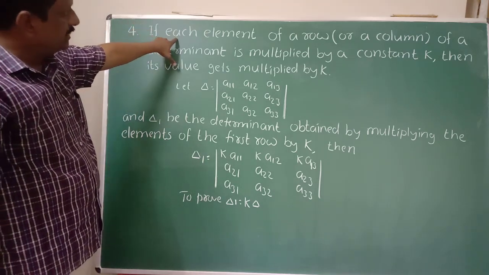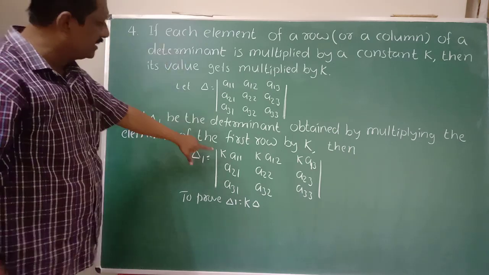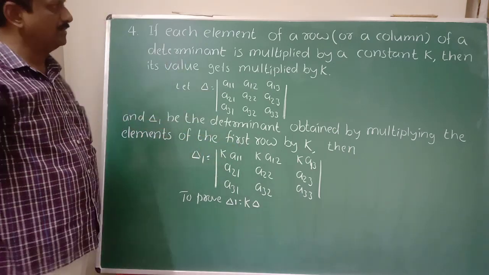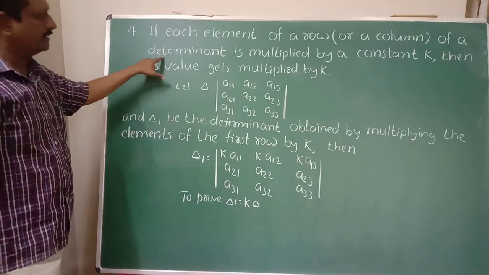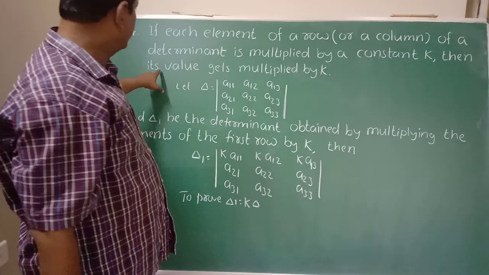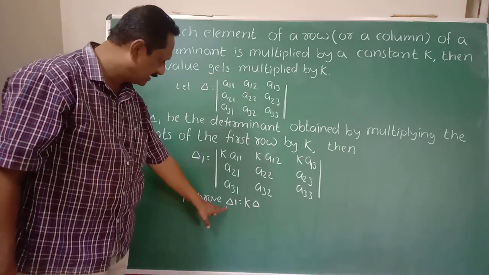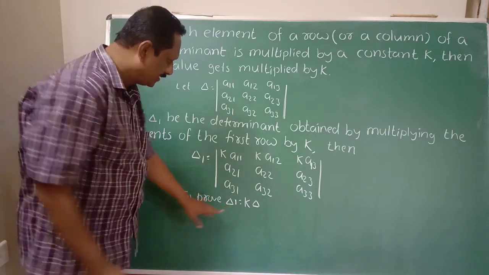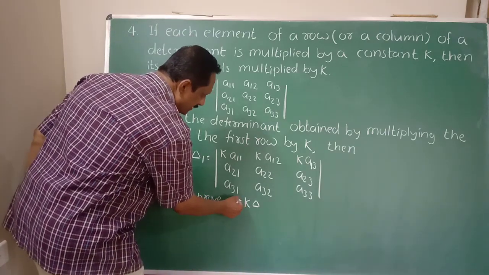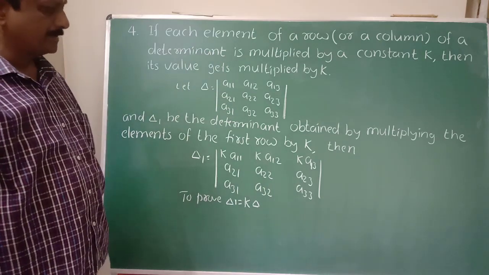If each element of a row or column, you can take a column also, I am taking a row here, of a determinant is multiplied by a constant k, then its value gets multiplied by k. Okay, here delta 1 is equal to k times the value of this determinant delta. Okay, this is the property here.